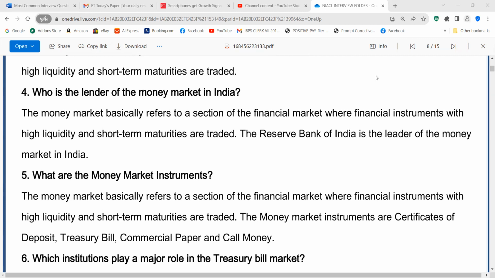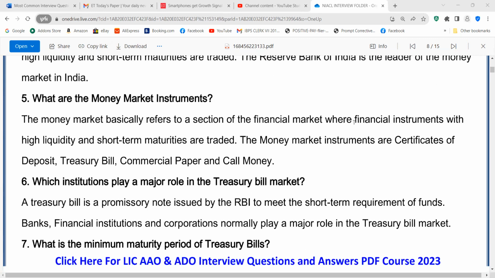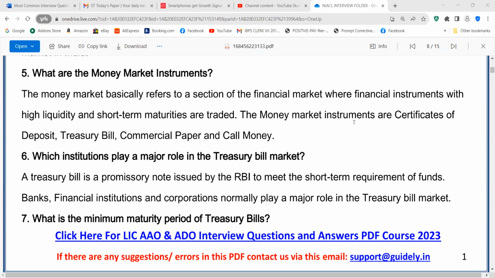The Reserve Bank of India is the leader of the money market in India. What are the money market instruments?